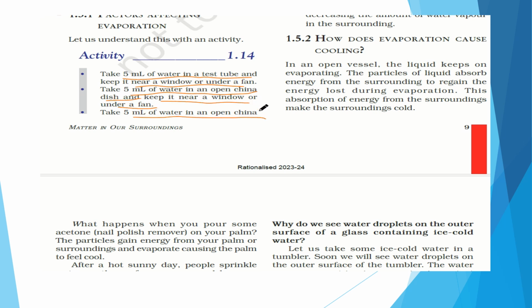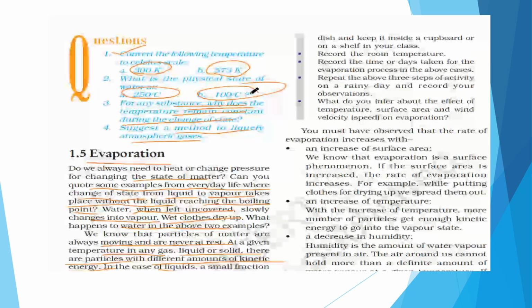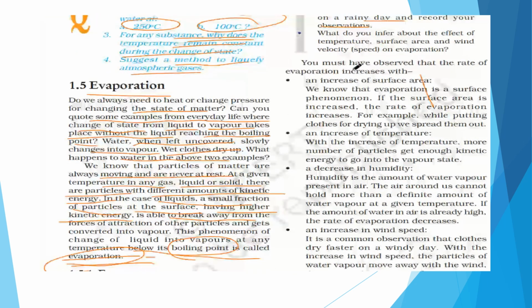And take 5 ml of water in an open china dish, and you can keep it inside the cupboard or on a shelf or in your class. Record the temperature and the time or the number of days taken for the evaporation process in the above cases. You can repeat this experiment on a rainy day also, recording several observations. So what do you observe? You observe that the rate of evaporation increases with the increase in surface area. So the surface area is very important.